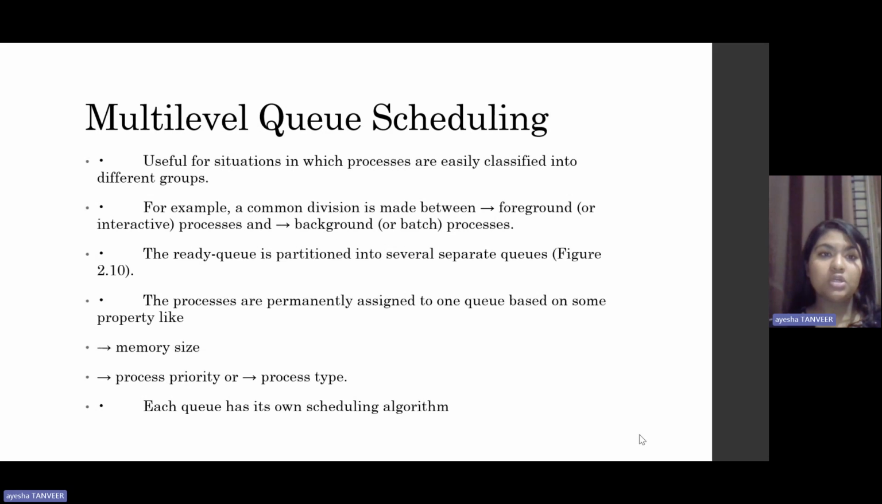Multi-level queue scheduling. Useful for situations in which processes are easily classified into different groups. For example, a common division is made between foreground or interactive processes and background or batch processes. The ready queue is partitioned into several separate queues. The processes are permanently assigned to one queue based on some property like memory size, process priority, or process type. Each queue has its own scheduling algorithm.